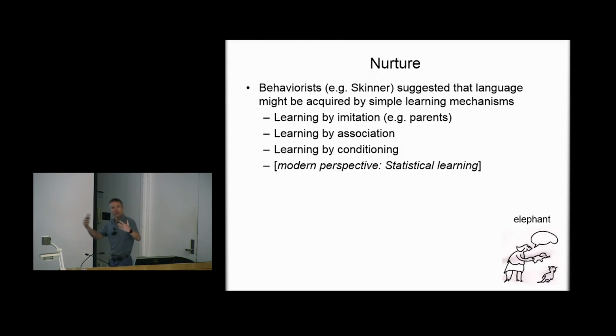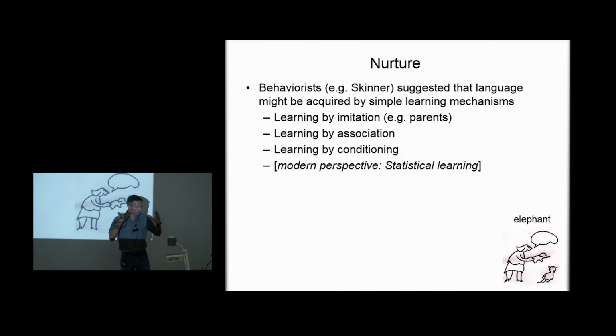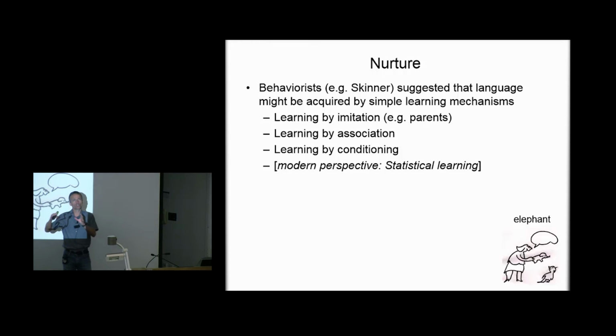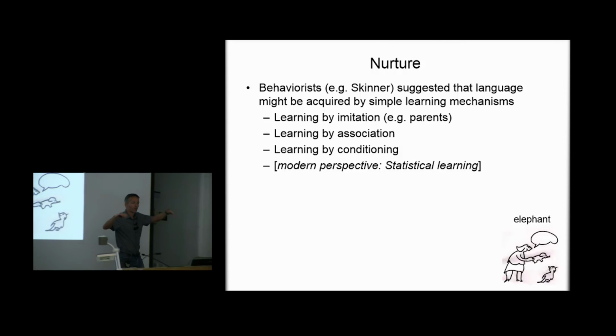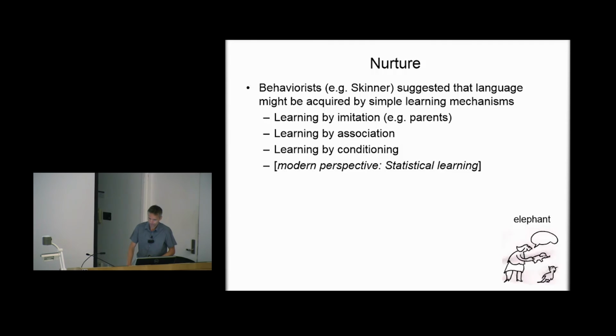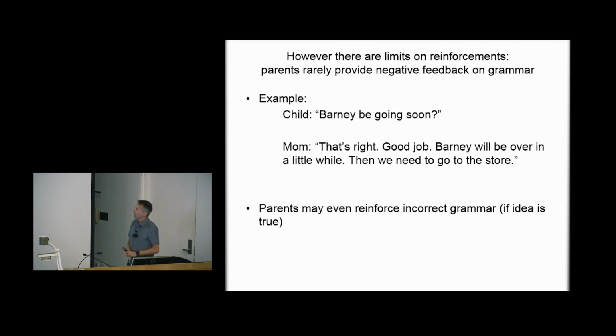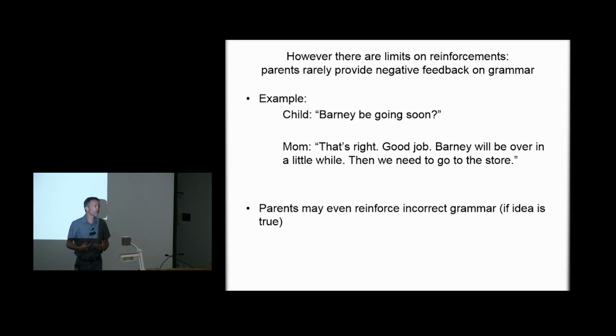And what Skinner talked about in his behaviorist research tradition is nowadays more known as statistical learning: the idea that statistical learning mechanisms can explain much, if not most, of language learning. But there are limits on the role of reinforcement and what you can learn from reinforcement and feedback.